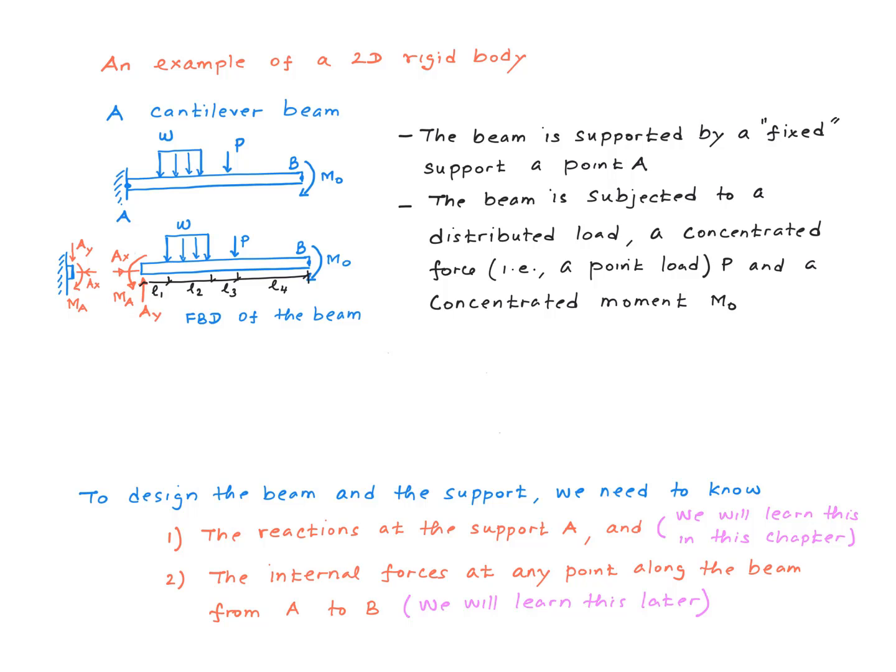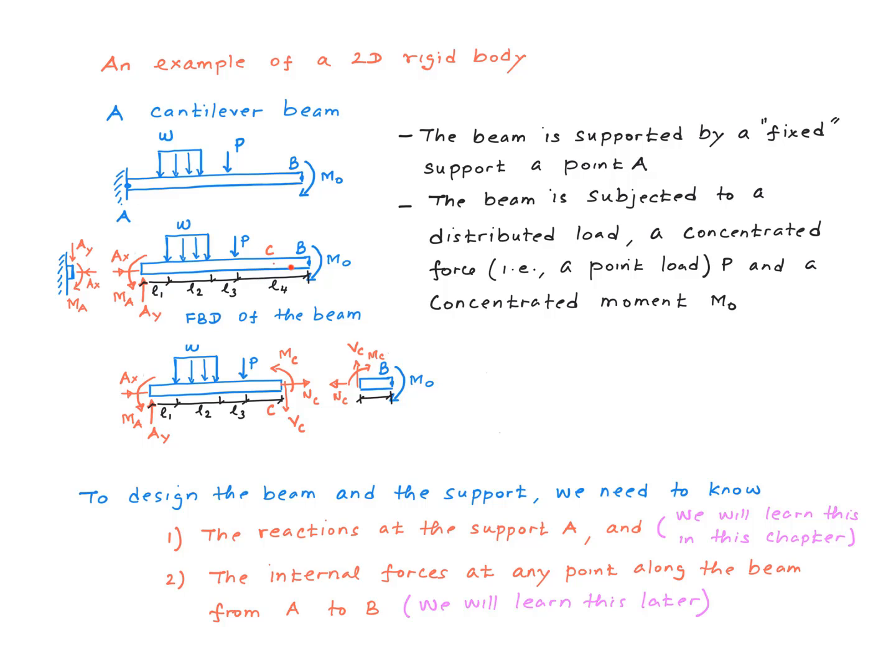Now you can compare this with the cable system where the force on the support is basically the tension in the cable, right? But here we have three of them. Of course, the forces in the wall here would be equal in magnitude to these forces, but opposite in direction. Now let's talk about the internal forces.